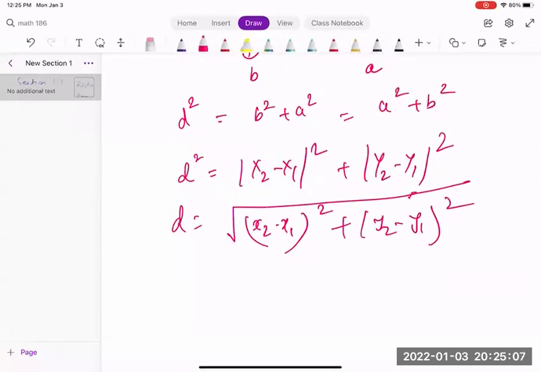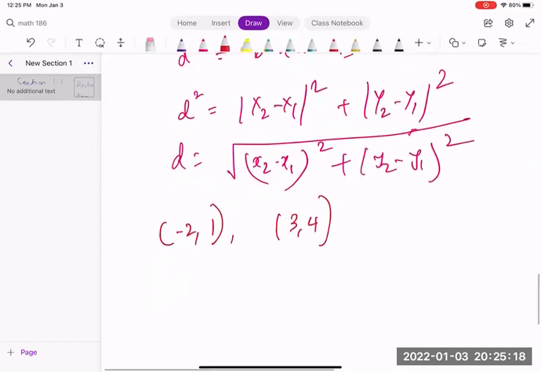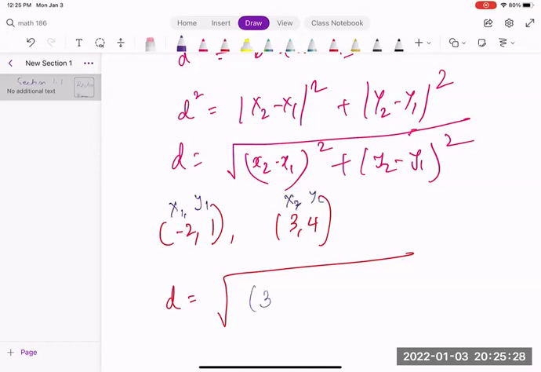Okay, so let's do a quick example. We want to find the distance between the points -2, 1 and 3, 4. So this is going to be d equals to, and you're going to say this is your x1, y1, x2, y2. So 3 minus a -2, and this thing goes in a square, plus 4 minus 1 square.